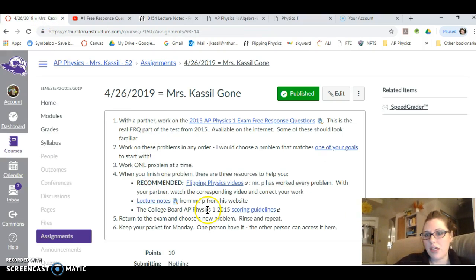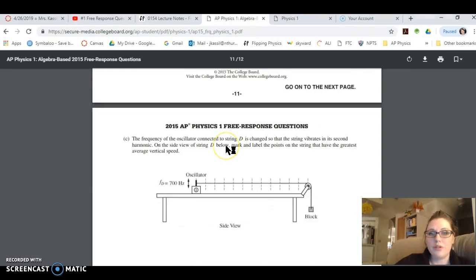The final thing is that when class is over, please keep your packet. I realize only one of you will have it, but it's linked right here, and it's also freely available on the internet. So if you don't have it, you can click this link to download it, or you can search for it. You know what it's called.